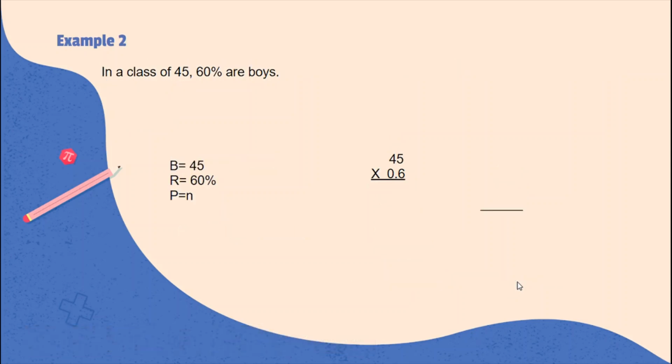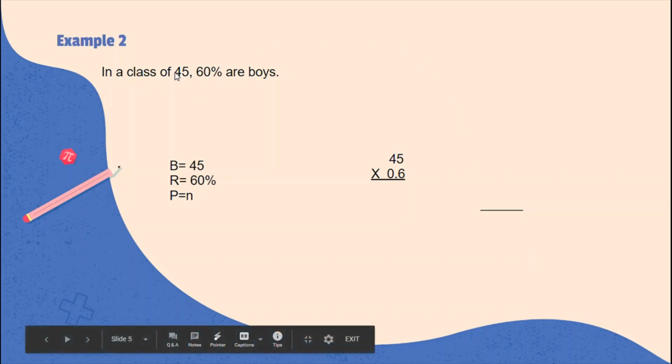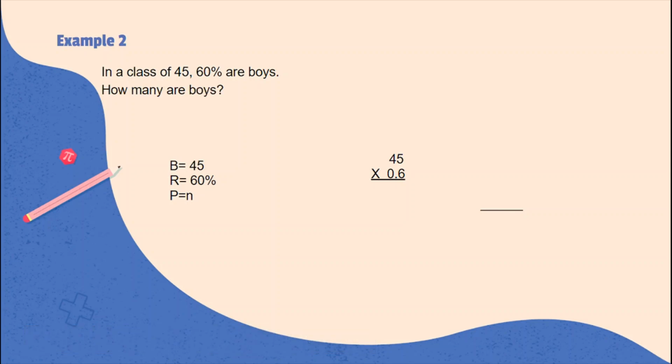Now, this time we're already at example number 3. In a class of 45, 60% are boys. This time, we will find out how many boys and how many girls there are. So let us identify the given. The 45 is the total number of students in a class, so that is our base. And the 60% are the boys, so that is our rate.